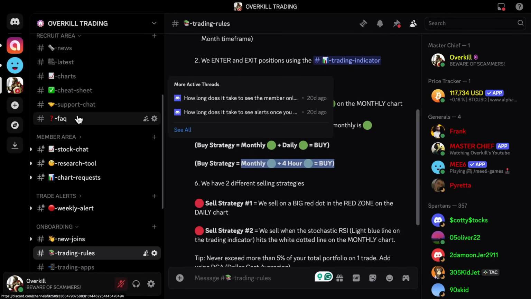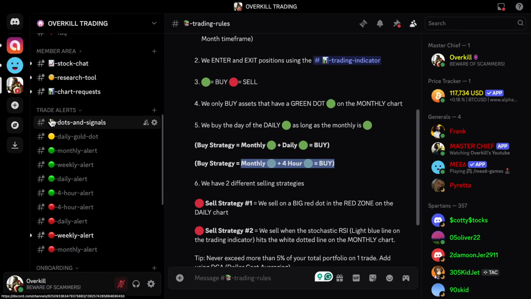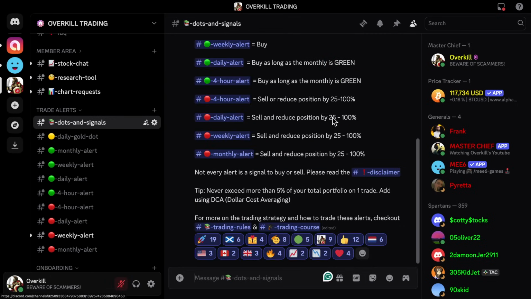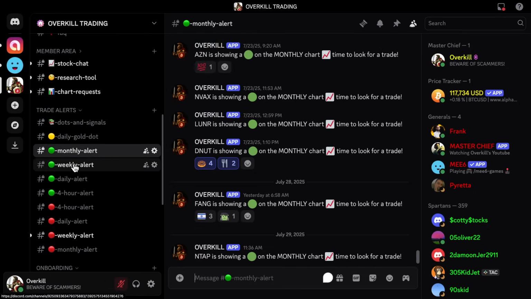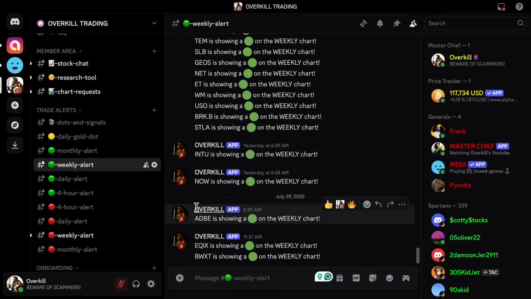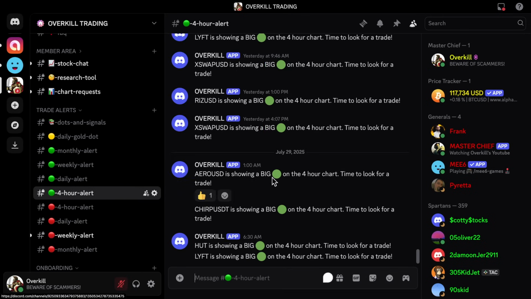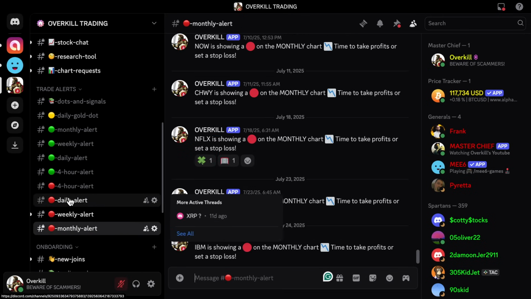We also call all those out over here in our Discord under the trade alert section. You can see I have a whole layout on how to trade the dots. So we have the monthly dots called out over here. We even call out the weeklies, the dailies, and the 4-hour dots, along with all the sell signals as well.